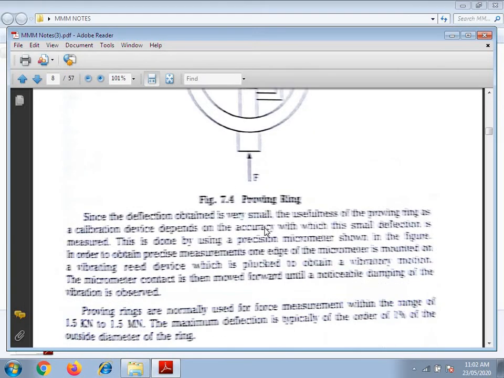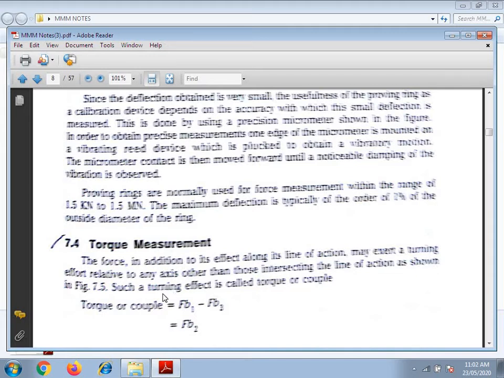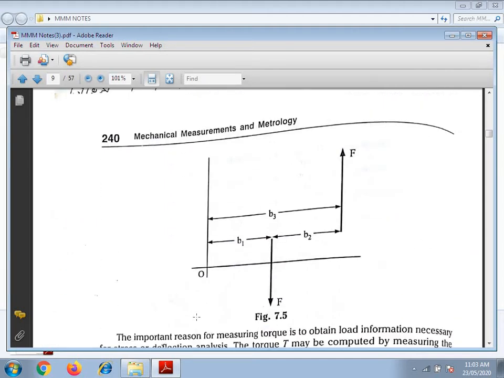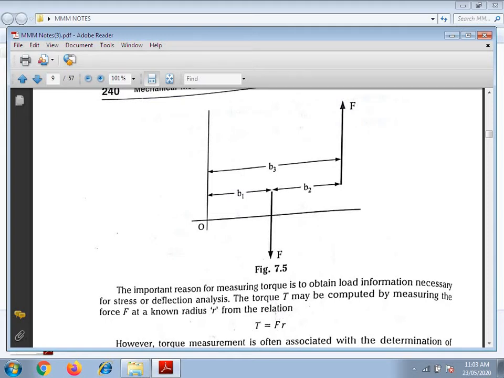Okay, then come to the next bit, torque measurement. A force, in addition to its effect along its line of action, may exert a turning effort related to any axis other than those intersecting the line of action. Such turning effort is called torque. So torque, we can say it is a couple also.